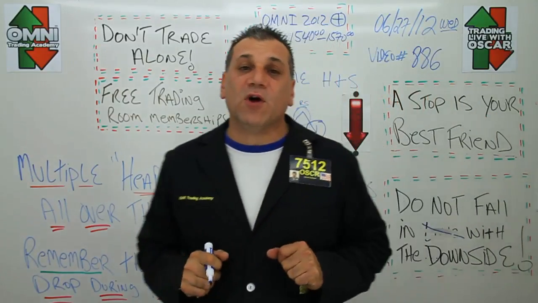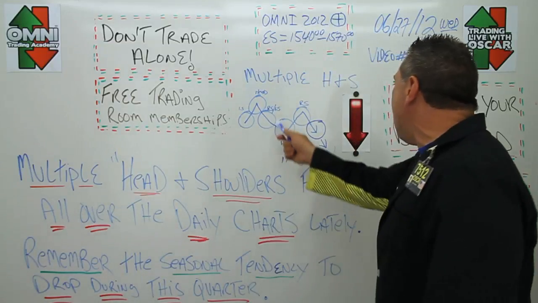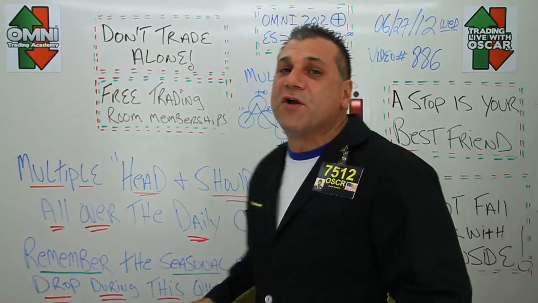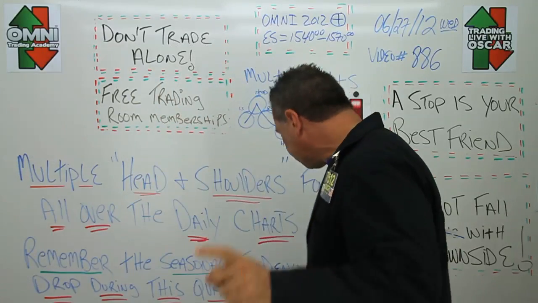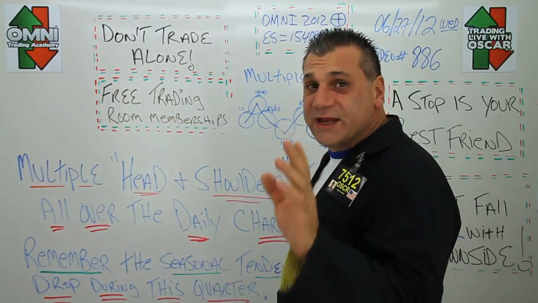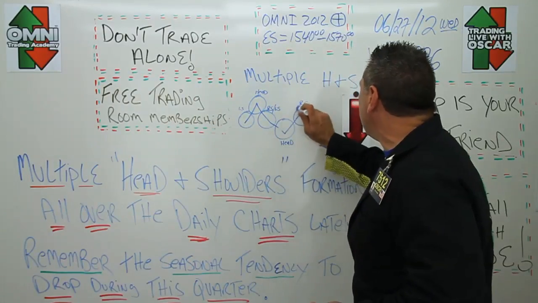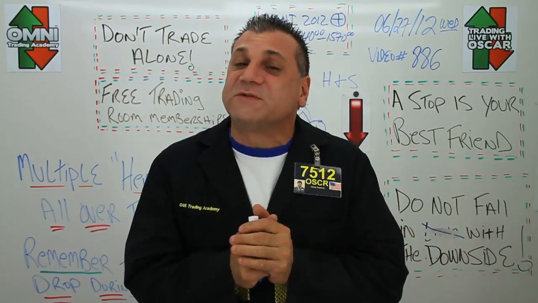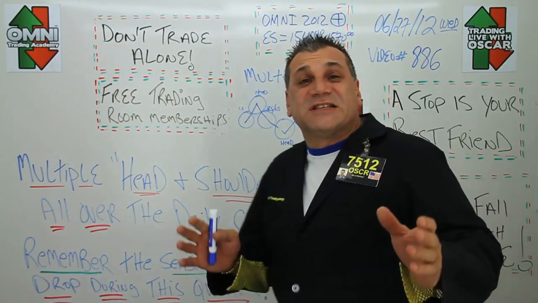Another reason why we're looking at selling the rallies in U.S. indices. There are multiple head and shoulders all over the daily bar charts, and I'll show that to you in tonight's chart segment. A third reason, traders: we've got follow the leader, we've got the head and shoulders all over the place, multiple head and shoulders, meaning that the down move is probably going to come. Reason number three. Remember the seasonal tendency.